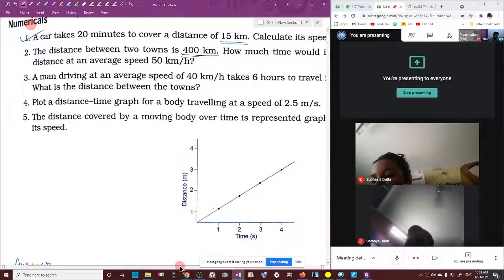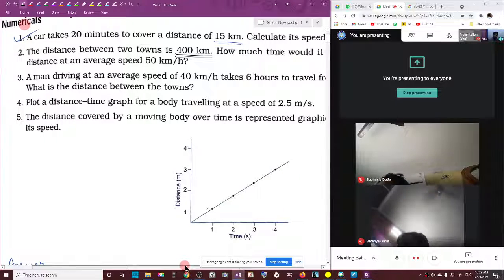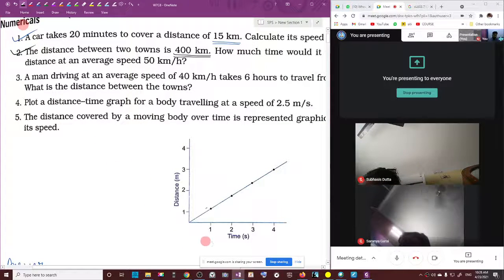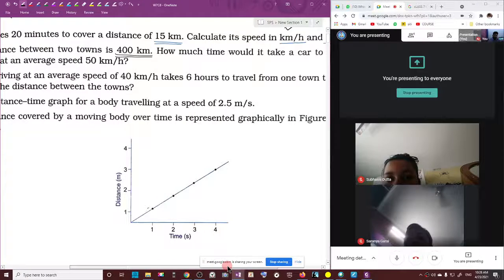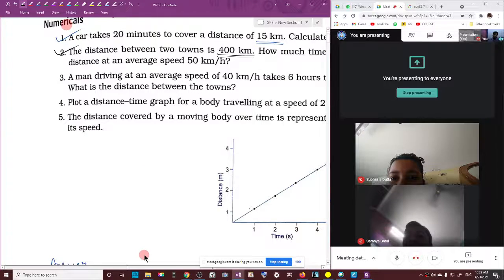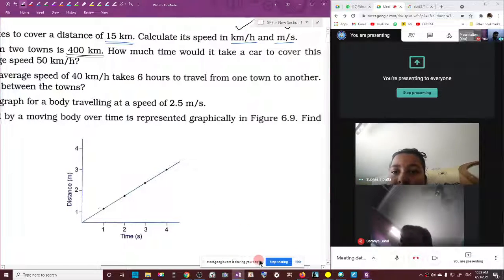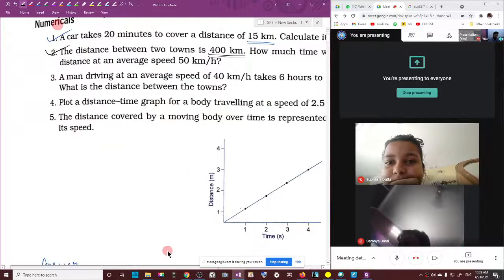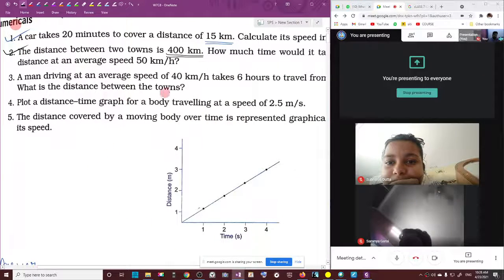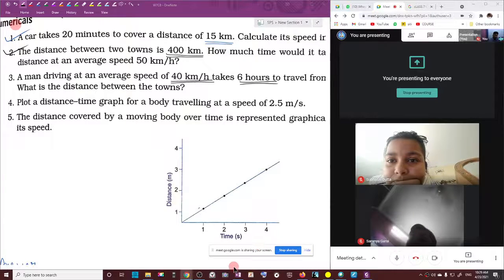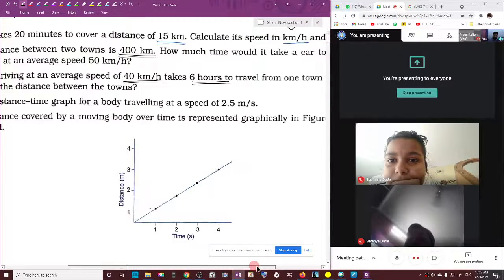Okay, let us do number 3. We have done both of them. Now, a man driving at an average speed of 40 km per hour takes 6 hours to travel from one town to another. What is the distance between the towns? The average speed is 40 km per hour, and it takes 6 hours to travel from one town to another.